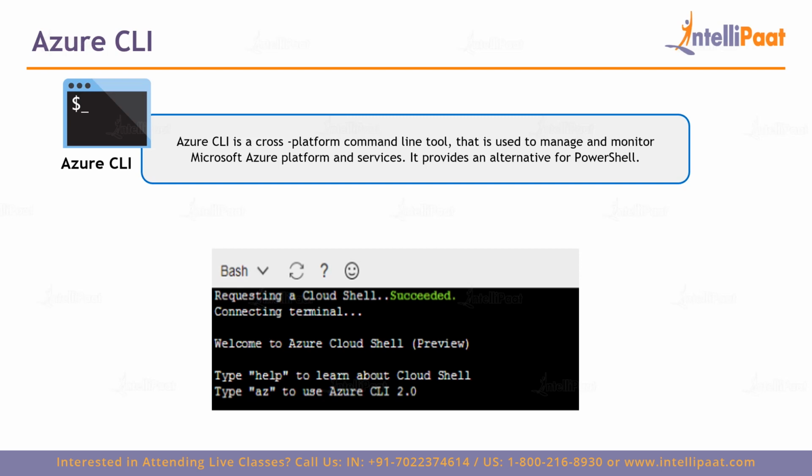This is Bash. Azure CLI is a cross-platform command line tool that is used to manage and monitor the Microsoft Azure platform and services. So it is again an alternative to PowerShell. If you don't want to use PowerShell or you don't know how to use PowerShell, you can use Azure CLI. We've seen the various ways to access it, and we'll see them one by one later. So right now you understood the basics of it.